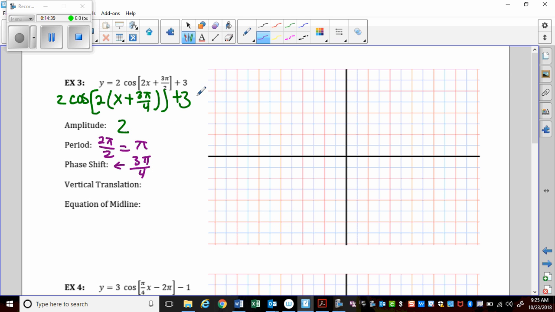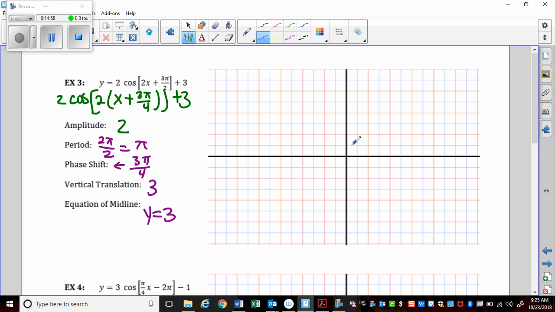My vertical translation means that I'm going to go up 3. Since it's +3, we do not change the sign of it, so that's +3. And the equation of a midline, usually it's y equals 0. Now it's going to be y equals 3. So this is like my midline.